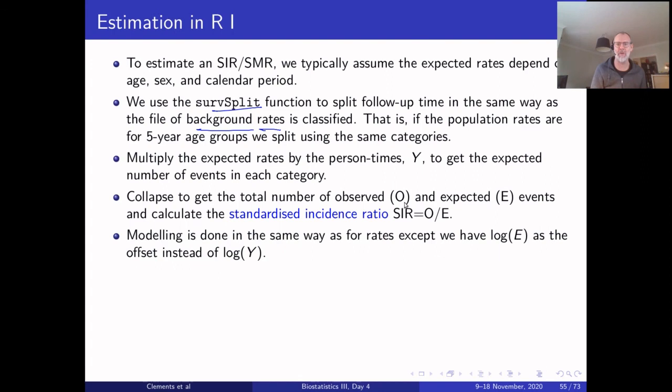And so we collapse to get the total number of observed cases and total number of expected cases, O and E, to calculate the standardized incidence ratio, which is just the observed divided by the expected. And we can also have covariates and do modeling, and then instead of using the log of the person time as an offset, we use the log of the expected as an offset.